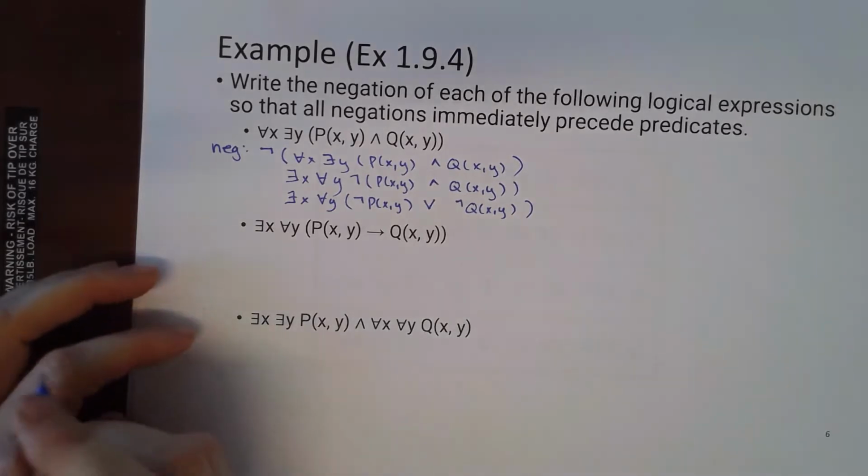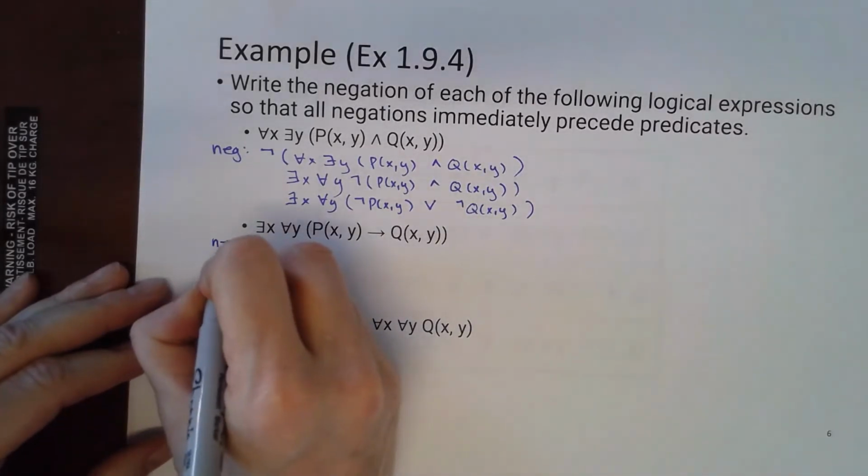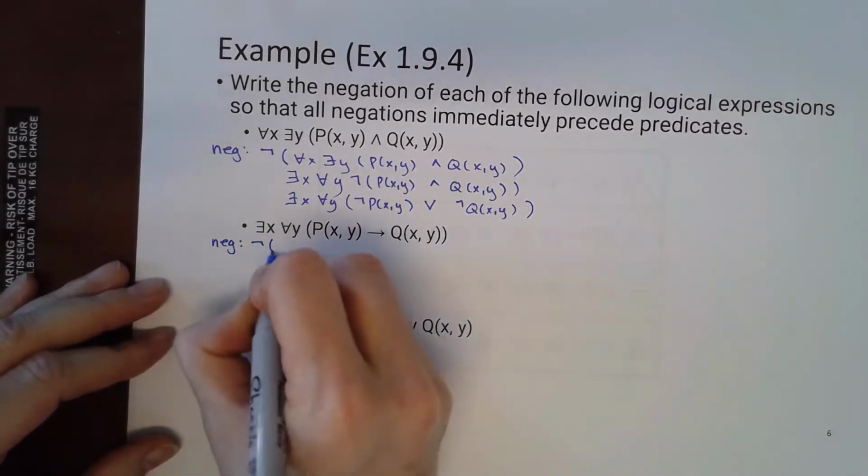So let's go on to the next one. We need to do the same thing. So let's write our negation first. I'm just going to put a not in front of the whole thing.